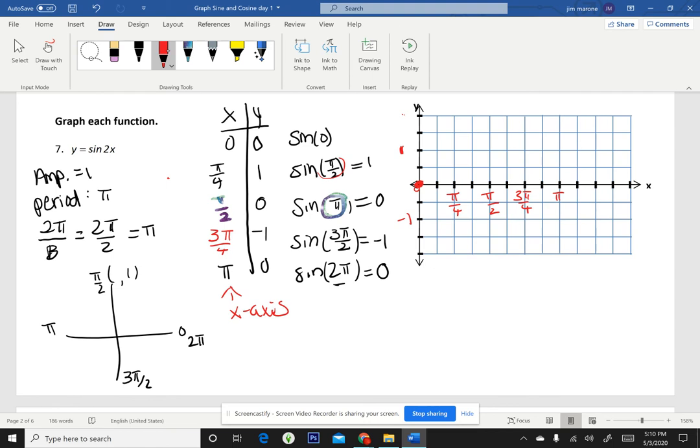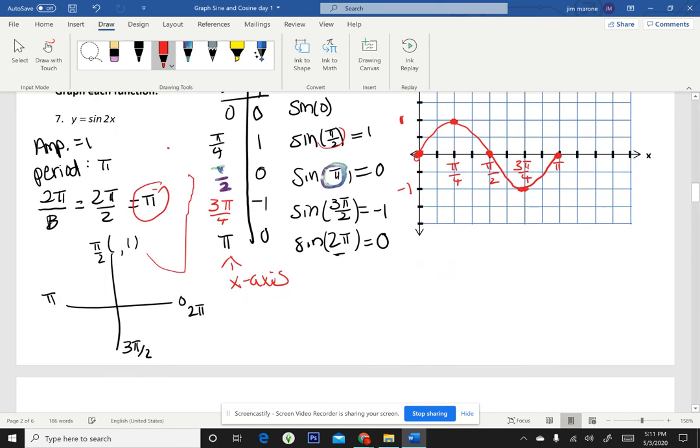So we have (0, 0), (pi over 4, 1), (pi over 2, 0), (3 pi over 4, negative 1), and then we come back up to pi. That's one full cycle, or one period. The period is equal to pi, which is where I ended up.